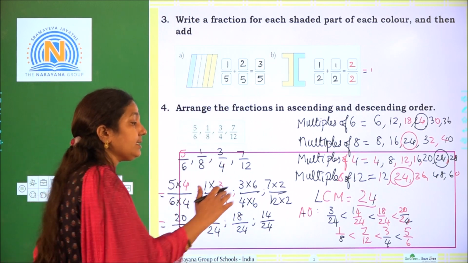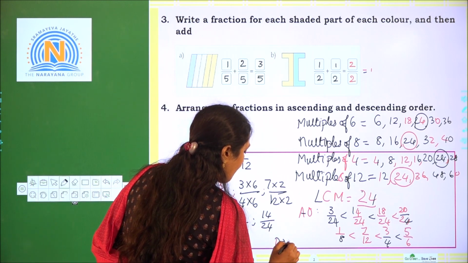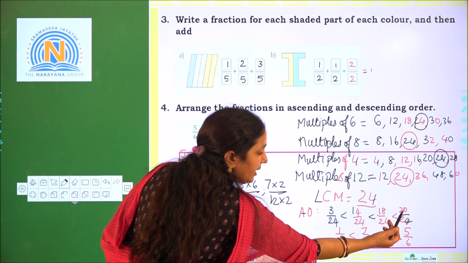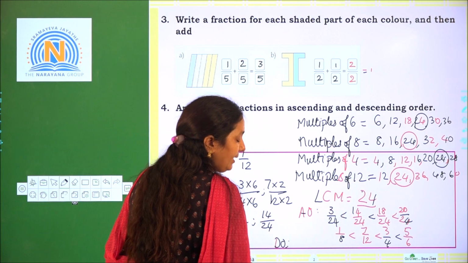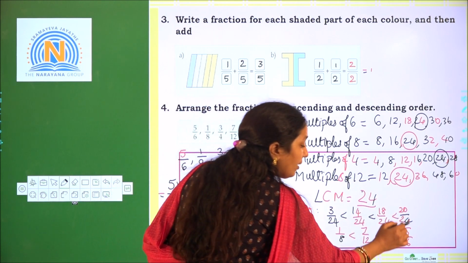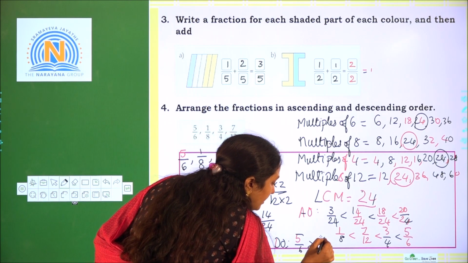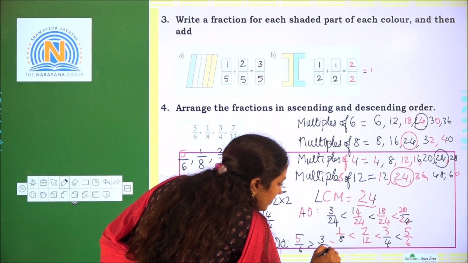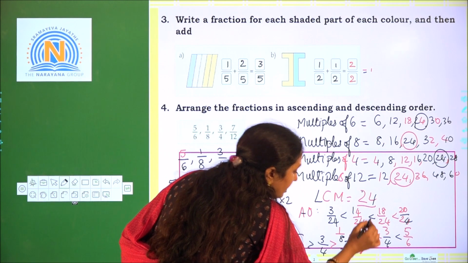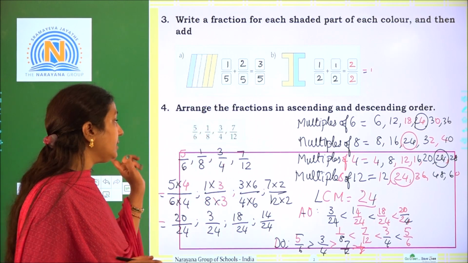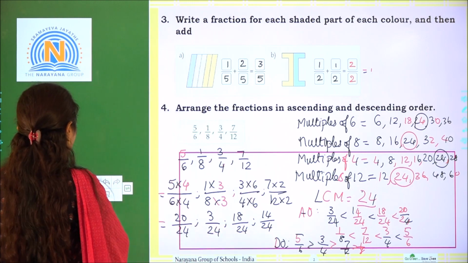Descending order, we are writing from the greatest fraction to the smallest fraction. Same numbers: 20 by 24 is greater than 18 by 24, greater than 14 by 24, greater than 3 by 24. What are the actual given fractions? 5 by 6 is greater than 3 by 4, greater than 7 by 12, greater than 1 by 8. Got it, children? To convert to the same denominator, then we arrange in ascending order and descending order. Next one.